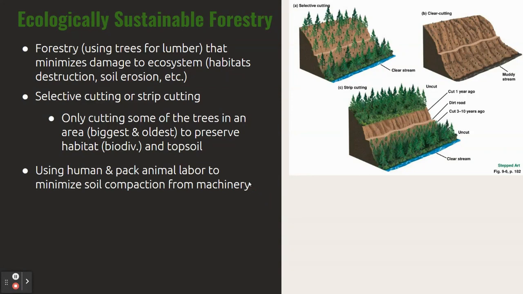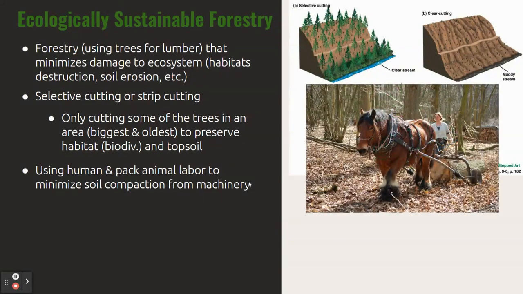Another way, this can be a little bit more time consuming and costly to do, but it's by using human and or pack animal labor to minimize soil compaction instead of using typical machinery. There's a lot less impact on the soil compaction when human and pack animal labor can be utilized as opposed to heavy machinery.